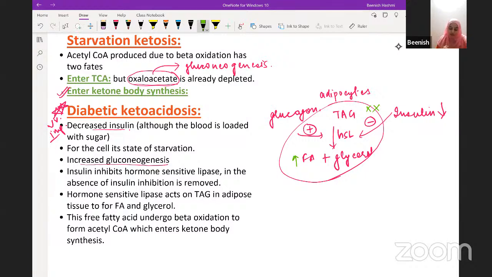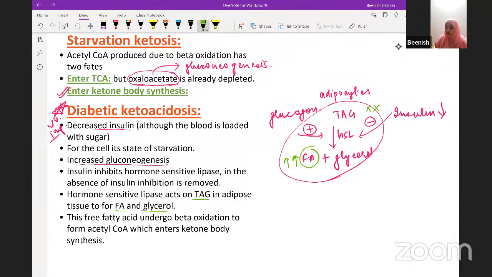Okay, so it says insulin inhibits hormone sensitive lipase. In the absence of insulin, the inhibition is removed. Hormone sensitive lipase acts on TAG in adipose tissue to form fatty acid and glycerol. This free fatty acid undergoes beta oxidation to form acetyl-CoA, which enters ketone body synthesis.